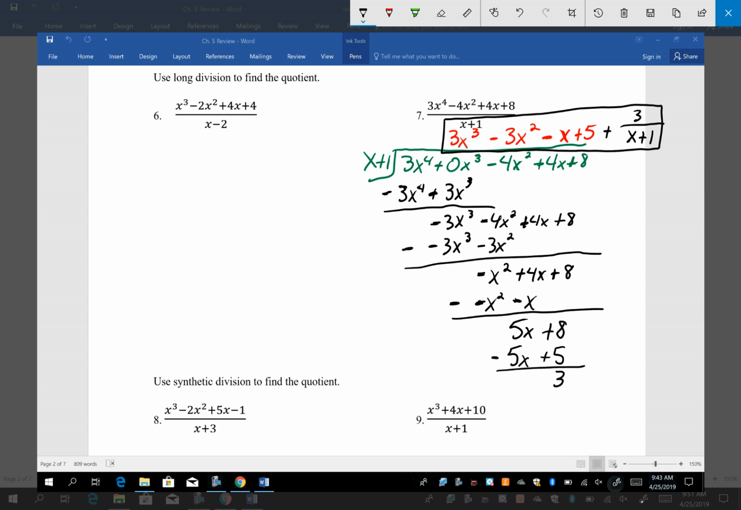Number 9. I think I heard 8 before I heard number 9, but it doesn't matter because 8 and 9 are the same problem basically. Let me just pause here. Are there any questions on long division? So what's something that could trip you up tomorrow on long division?